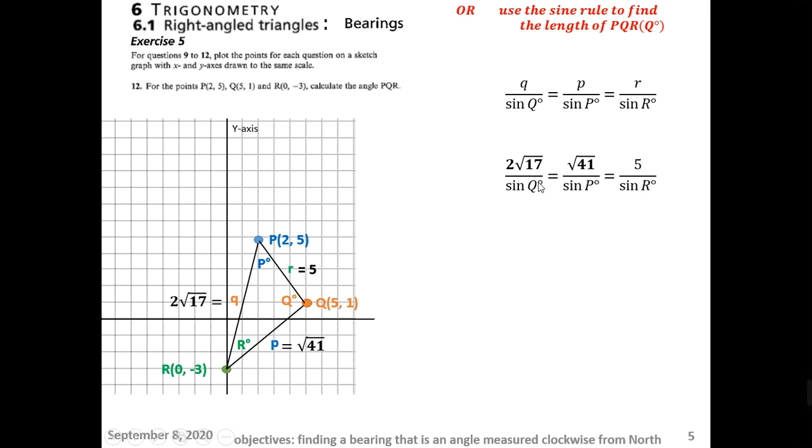As you can see here, if I take the first two fractions together, I have two unknowns, Q and P. So this equation cannot possibly be solved. And if I take the second two fractions, I have P and R as unknowns, and again, two unknowns, so the equation cannot be solved. So we can't use, in this case, the sine rule to find the missing angles.